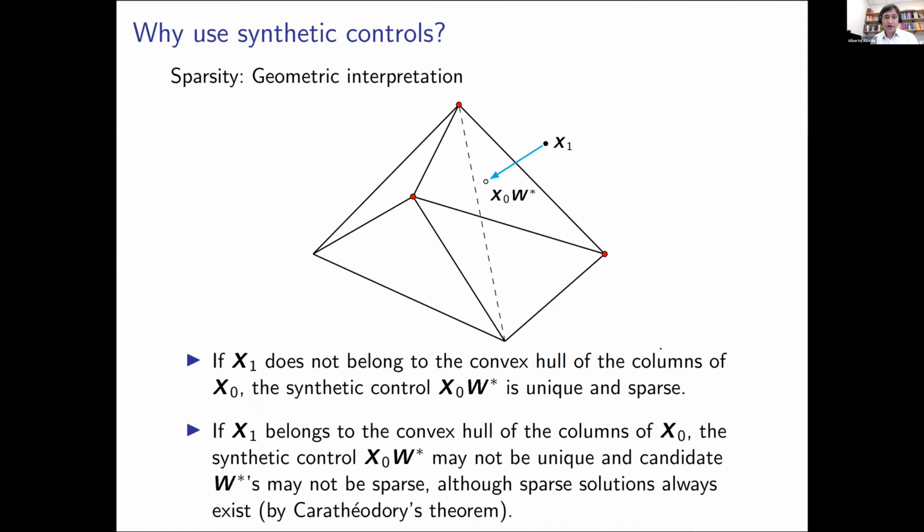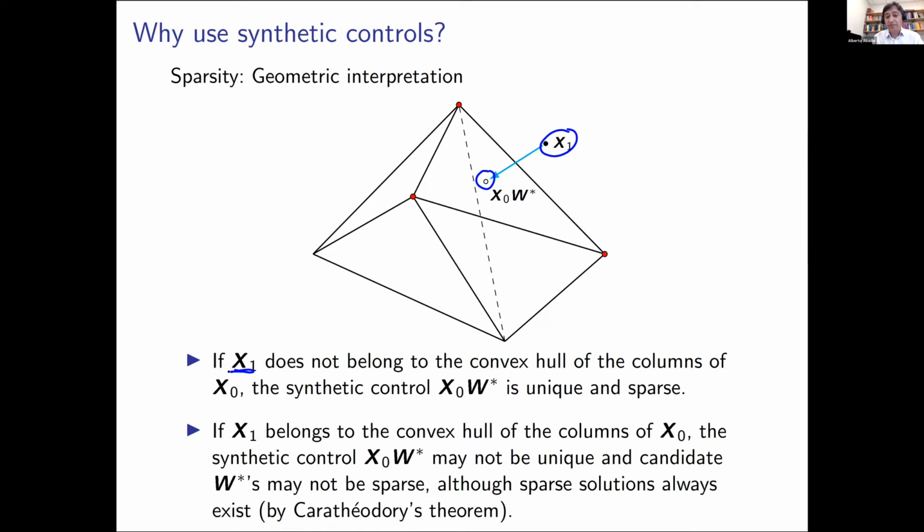Okay, so we have mentioned a couple of times that synthetic controls are sparse, and here we have the explanation, a geometric interpretation of this sparsity. You can think about a synthetic control. What is this? A synthetic control is a projection of x1 on the convex hull of the characteristics of the units in the donor pool, and like that we obtain the synthetic control. So if x1 does not belong to the convex hull, and this is typically the case because of the curse of dimensionality, then the synthetic control is going to be unique and sparse.